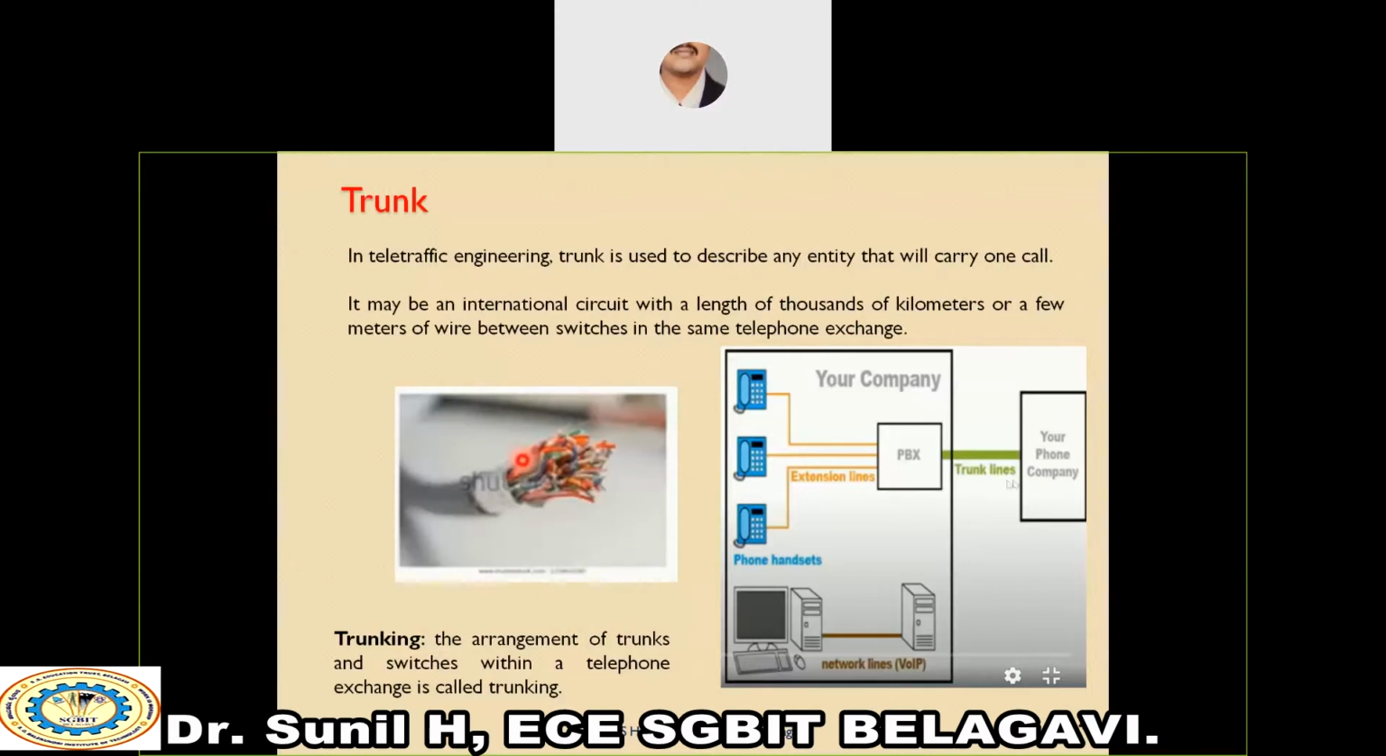That particular definition is called trunking. For the time being, you consider that one trunk is equivalent to one call. Only one trunk and one call. If I want to consider two trunks, then two calls are connected and two calls are in progress. That is the meaning of this trunk.